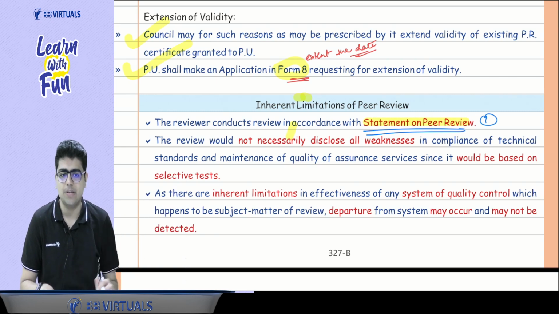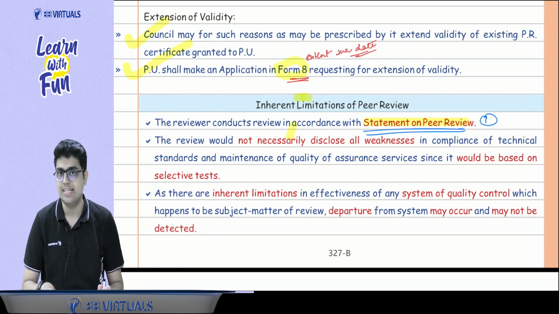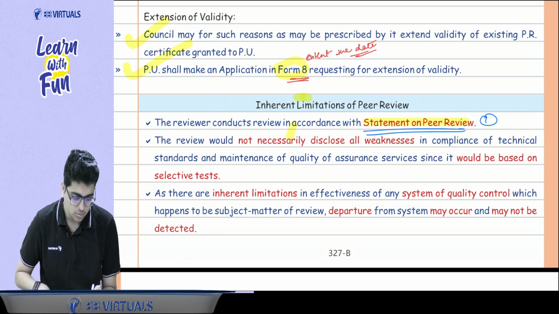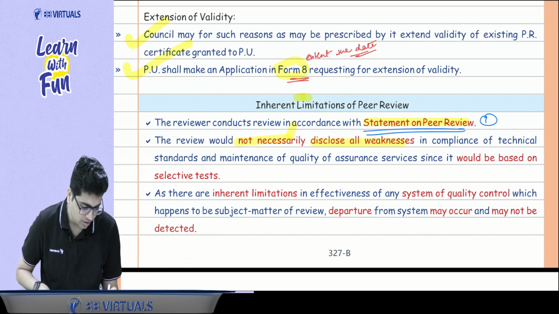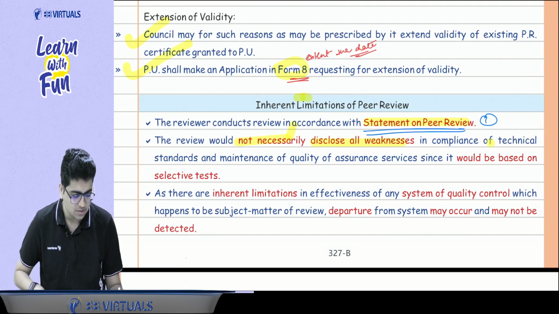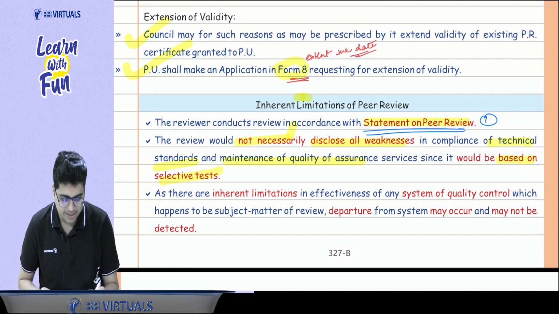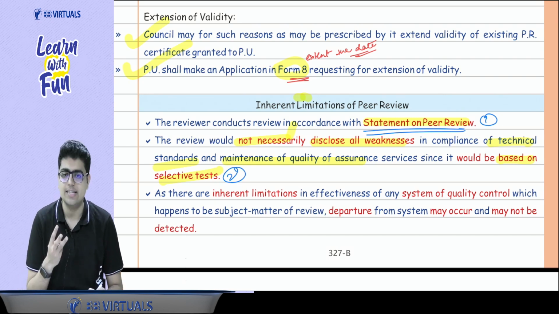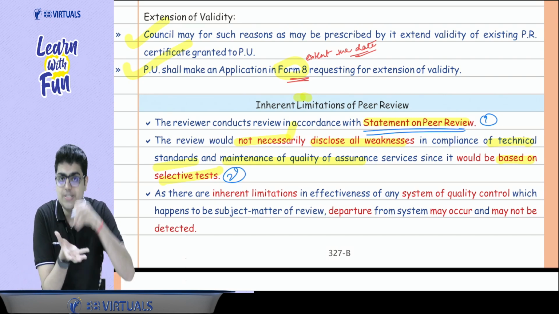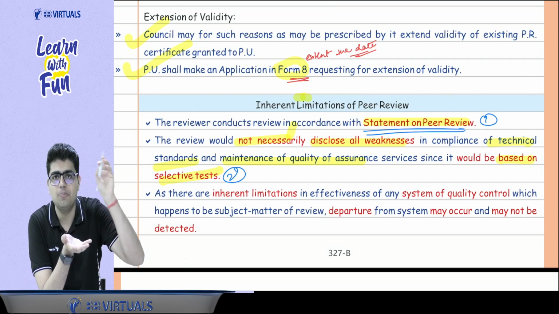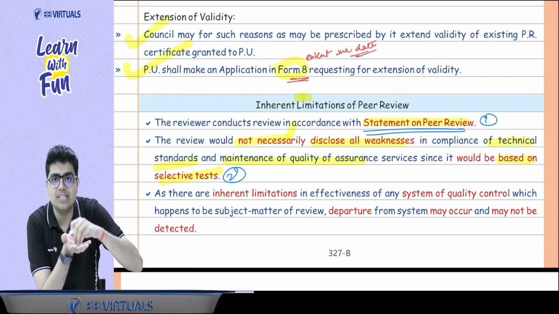Sir, why statement on peer review? Statement on peer review says that you can do selective testing. So it will not necessarily disclose all the weakness in the compliance with the TP standards and maintenance of quality services, since it would be based on selective test. So the second point is selective test, and the third point says the subject matter of engagement. Sir, what do you mean by subject matter of engagement? The thing which is getting tested.